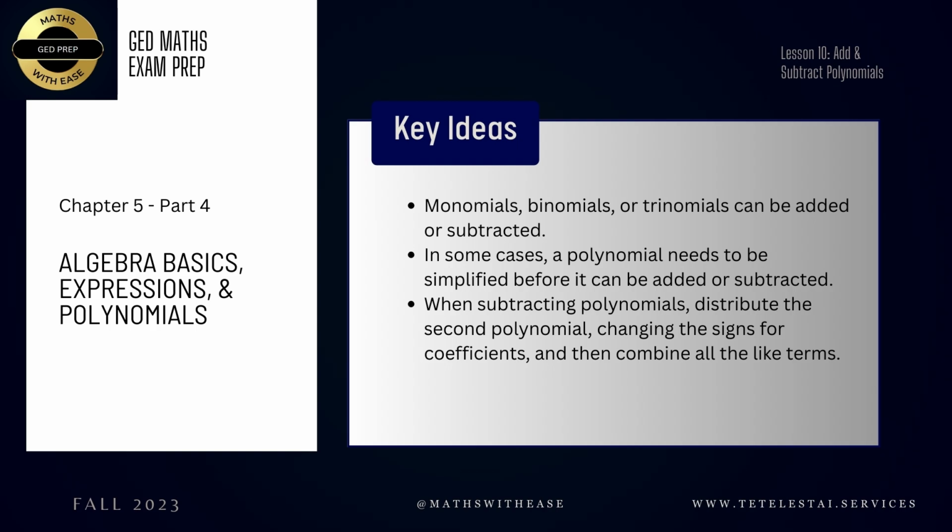In some cases, a polynomial needs to be simplified before it can be added or subtracted. When you're subtracting polynomials, you want to distribute the negative to the second polynomial, changing the signs of its coefficients, and then combine all the like terms. We will see examples of that coming up.